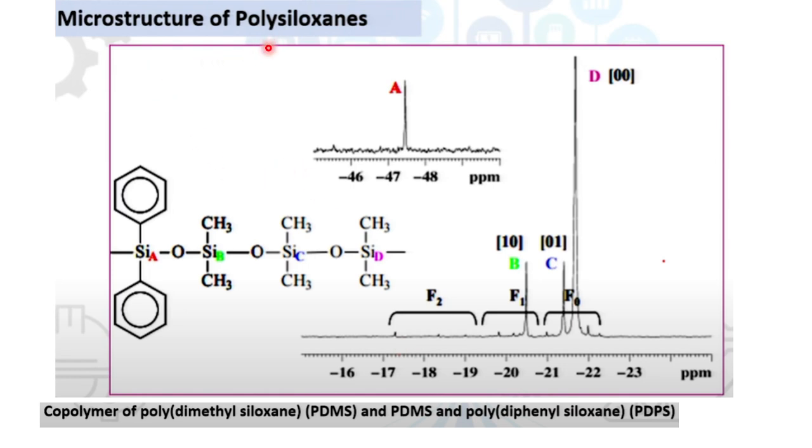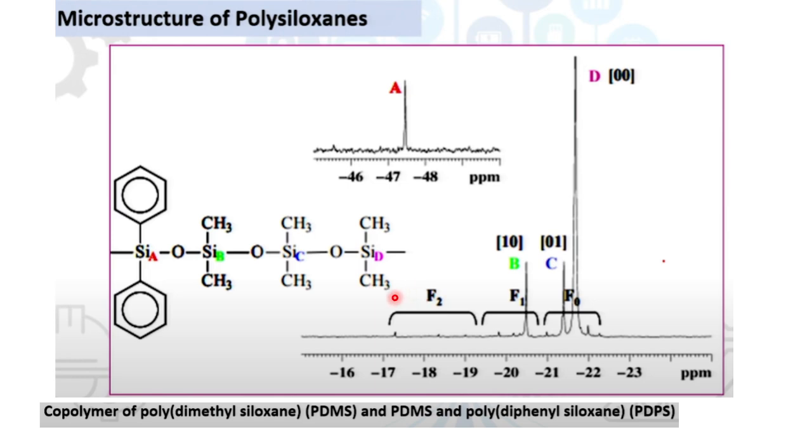So this is the NMR of a polysiloxane material. The Si A is bonded with 2 phenyl rings, and then the next Si is bonded with 2 CH3. The C and D are also bonded with 2 CH3. Now, this is a copolymer of polydimethyl siloxane, PDMS, and polydiphenyl siloxane, PDPS.